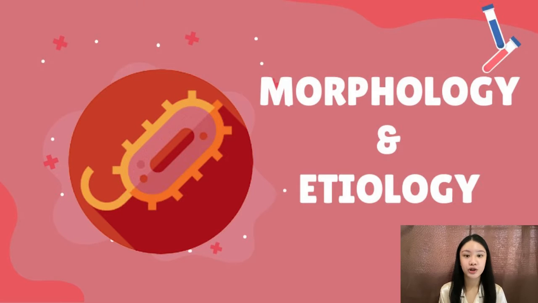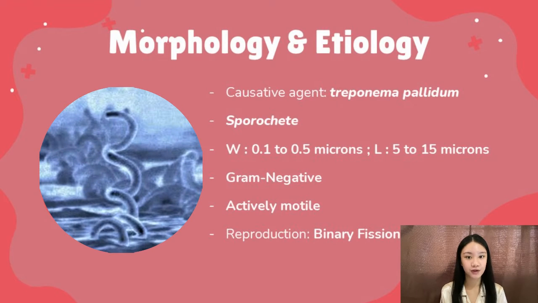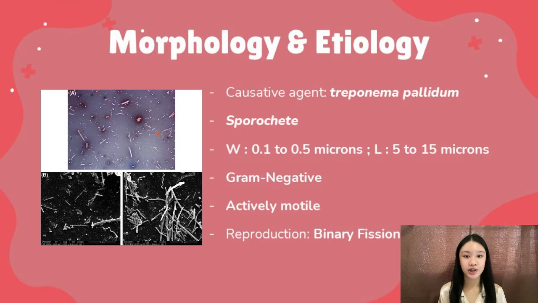Let us now move on to the morphology and etiology of this disease. The only causative agent of syphilis is the Treponema pallidum, and it is under the spirochetes, since it is a thin, delicate, highly coiled, corkscrew-shaped bacteria with tapered ends, and it has about 10 spirals. Its size ranges from 0.1 to 0.5 microns in width and 5 to 15 microns in length.